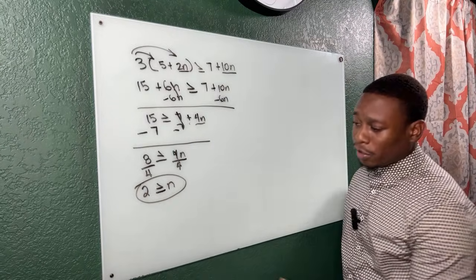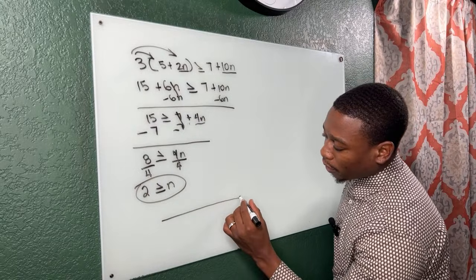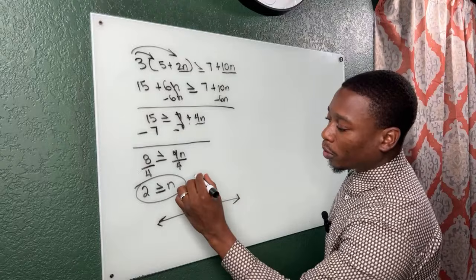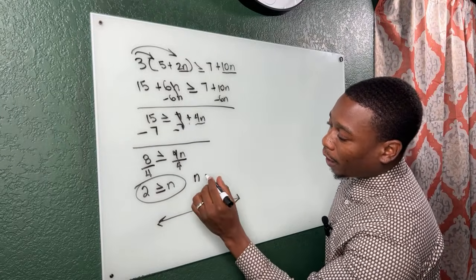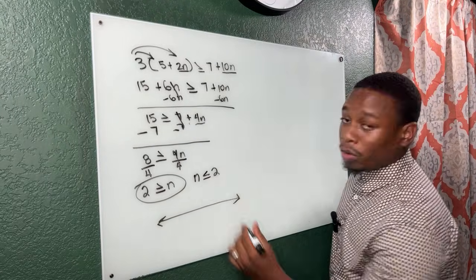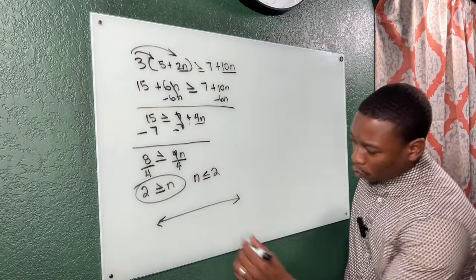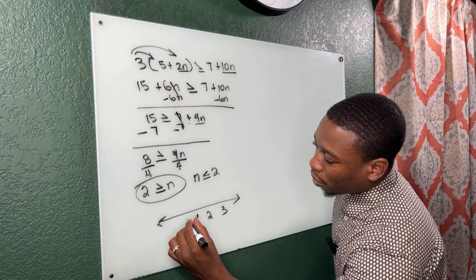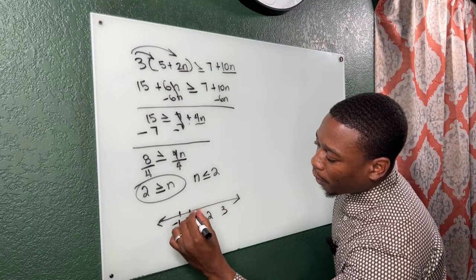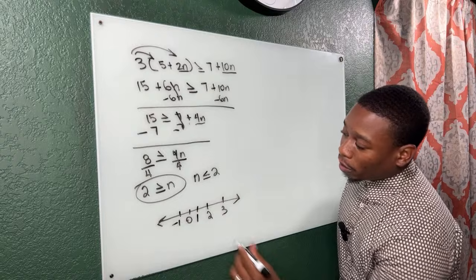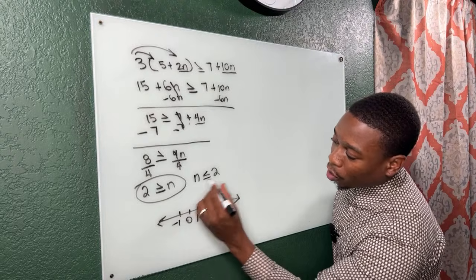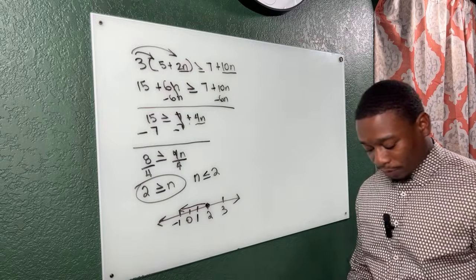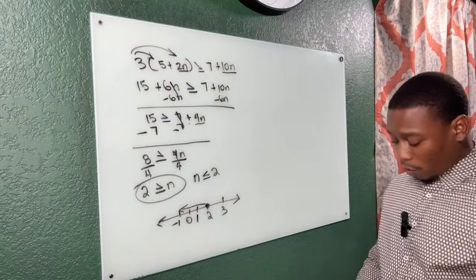Now let's say they asked us to graph this on a number line. If we rewrite this with the variable first, n is less than or equal to positive 2. On our number line, with 1, 2, 3, 0, negative 1, because of the inequality sign we use a closed circle, going to the numbers less than 2, which is in that direction. Okay, so that's problem number 1.